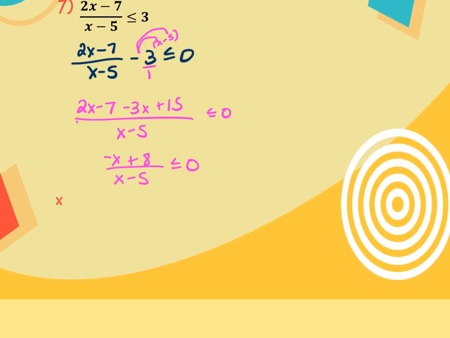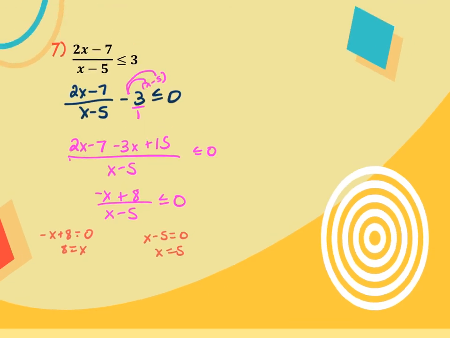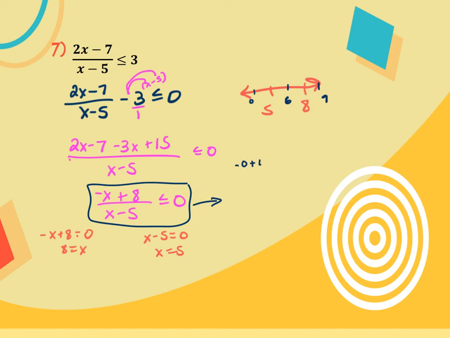So split and solve it here. Negative x plus 8 equals 0, and x minus 5 equals 0. And I get 8 equals x, x equals 5. So there's my test points, 5 and 8. I want to plug in something left of 5, in between, and then bigger than 8, and I can do it in the original or once I shifted it over, which is a little bit more simple here, so let's just try it there. I'd get negative 0 plus 8 over 0 minus 5, positive 8 over negative 5, and that is less than or equal to 0, so that one works.